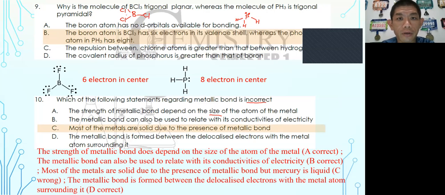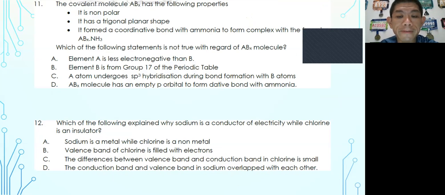So this is for number 10. Then we go for number 11. The covalent molecule ABX has the following properties. It is non-polar, it has a trigonal planar shape, and it forms a coordinate bond with ammonia to form a complex of ABX and NH3. Which of the statements is not true about ABX and NH3?